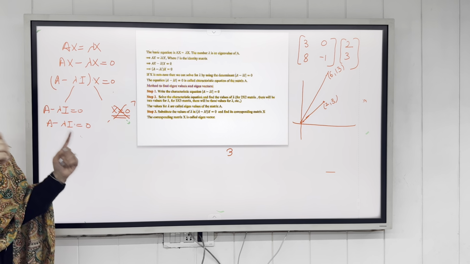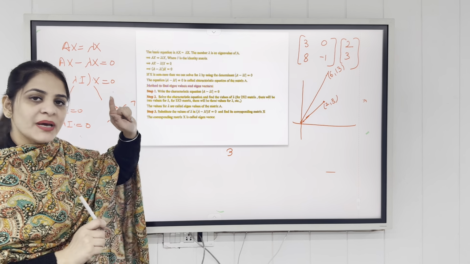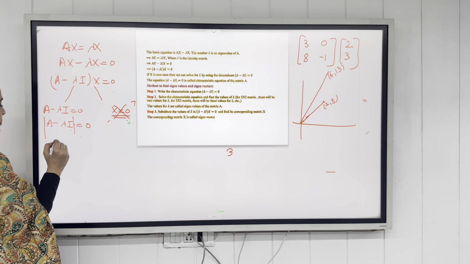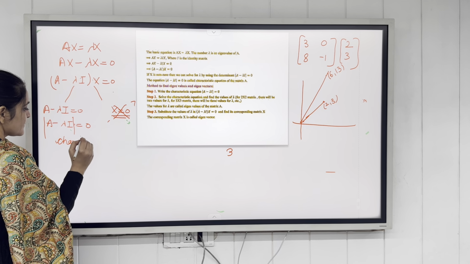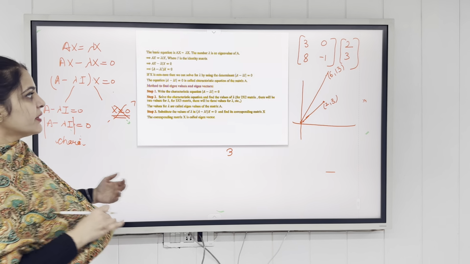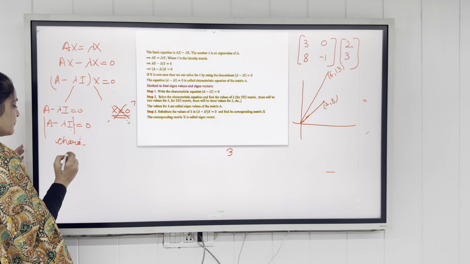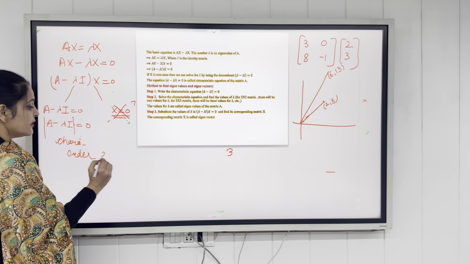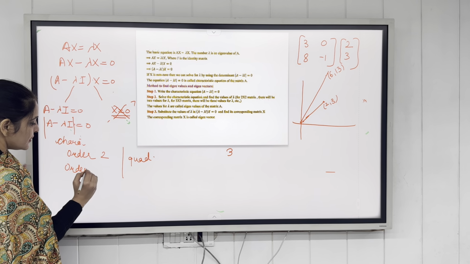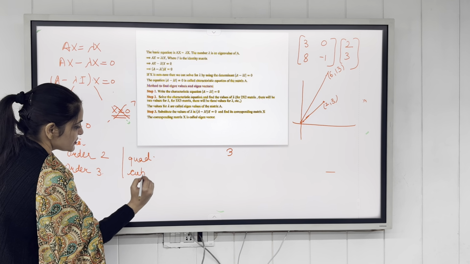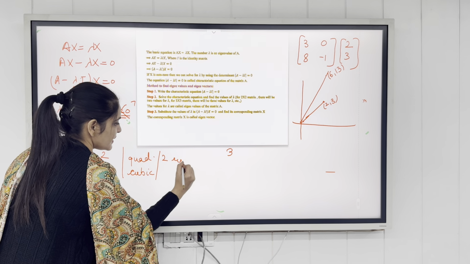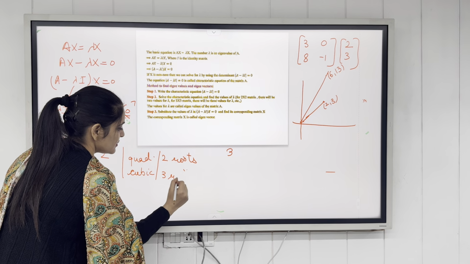Now, the very first step to calculate the eigenvalue is we have to calculate A minus lambda I, then take its determinant. Once we take the determinant and equate it to 0, we will get the characteristic equation. The characteristic equation gives you the eigenvalue. Depending upon the order of the matrix, we get the characteristic equation. If the matrix is of order 2, then we get a quadratic equation. If the matrix is of order 3, then automatically we have a cubic equation. A quadratic equation gives you 2 roots and a cubic equation gives 3 roots.